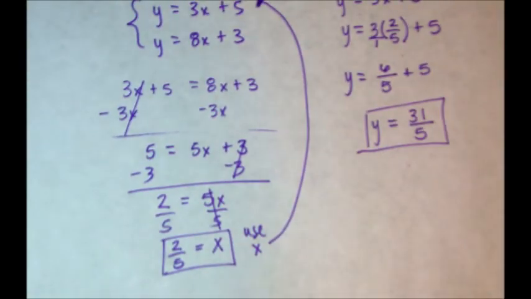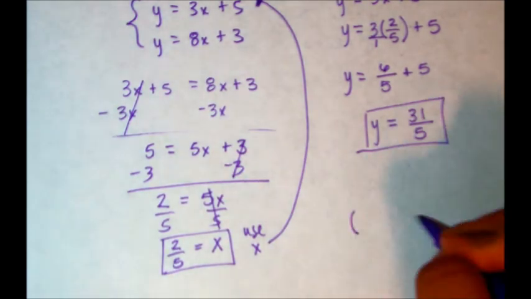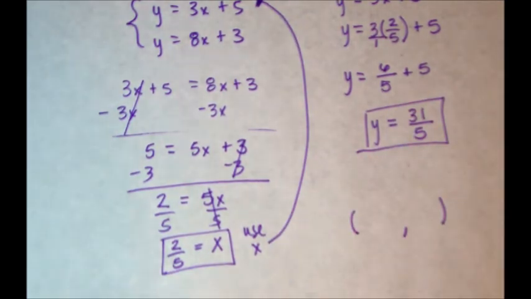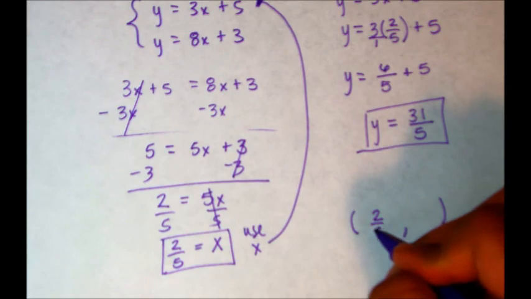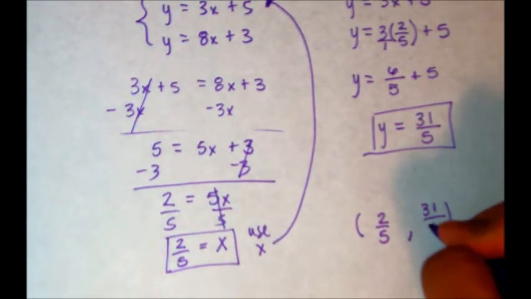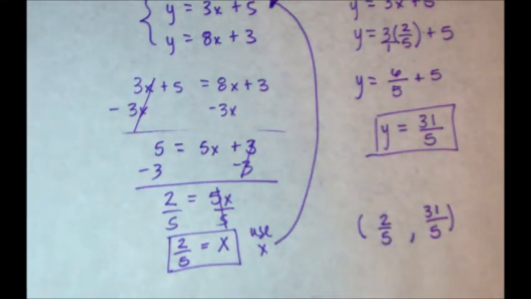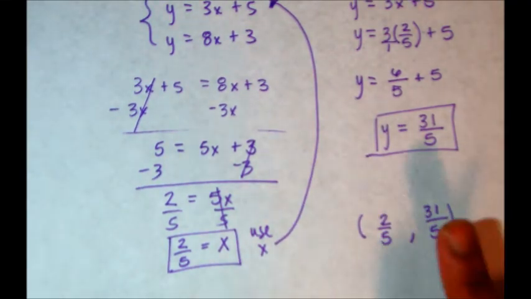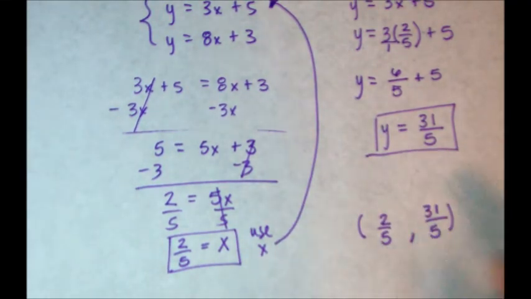Well, what do you do with an x and a y? You put them together as an ordered pair. So I am saying that the solution to this system of linear equations is an x of 2 over 5 and a y of 31 over 5.